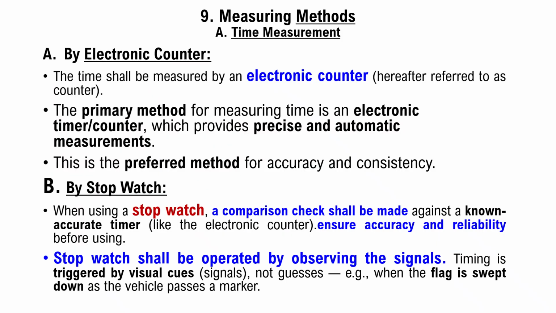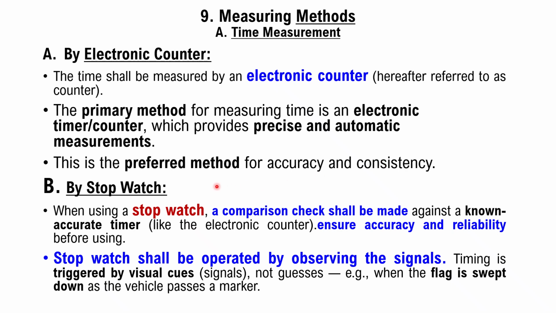Measuring methods. Number 1. Electronic counter. The time shall be measured by electronic counter. The primary method for measuring time is the electronic timing counter, which provides precise and automatic measurement. This is the preferred method for accuracy, consistency, and reliability.